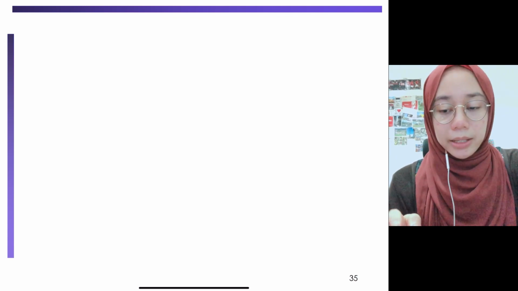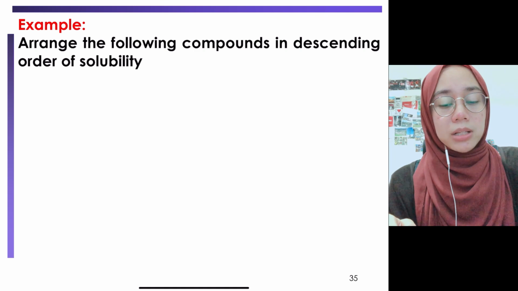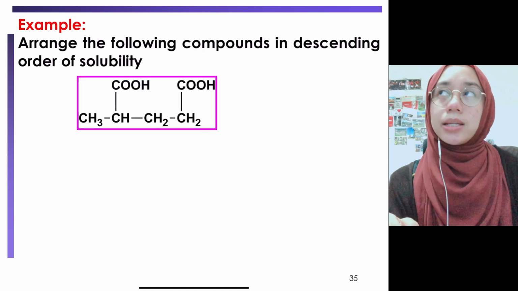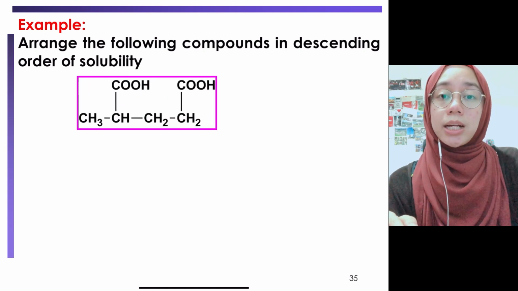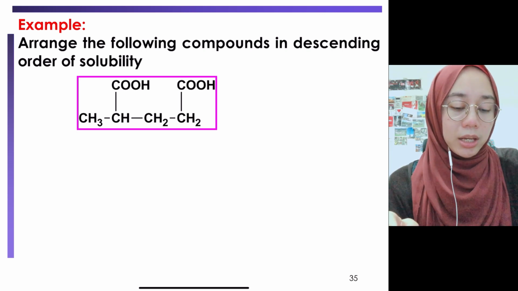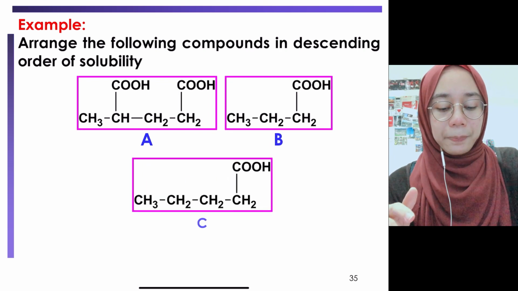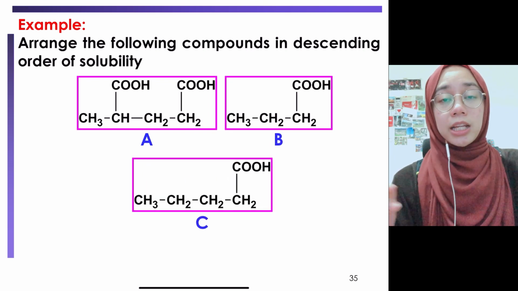So example, I think example untuk kita punya solubility. So arrange the following compounds in descending order of solubility. Descending order bermaksud kita kena cari yang paling tinggi solubility pergi kepada yang paling rendah solubility. So this is A, and then this is B, and then this is C. Okay, so apa first thing kita nak tengok kat sini?